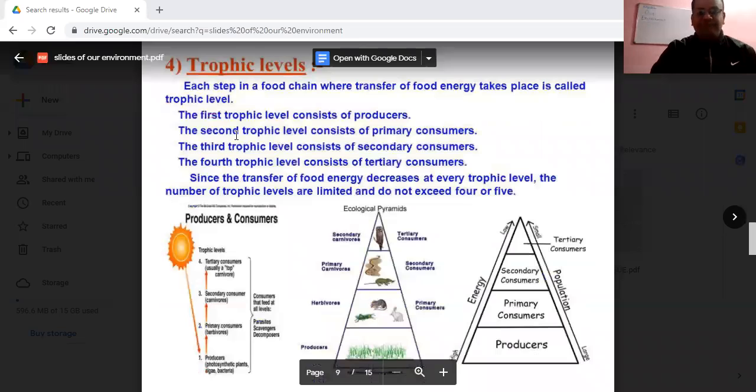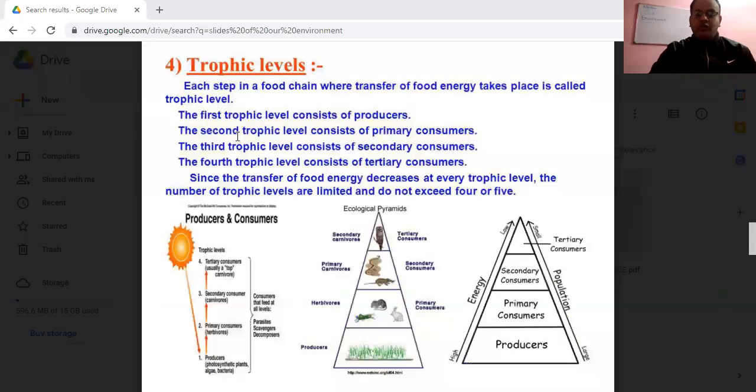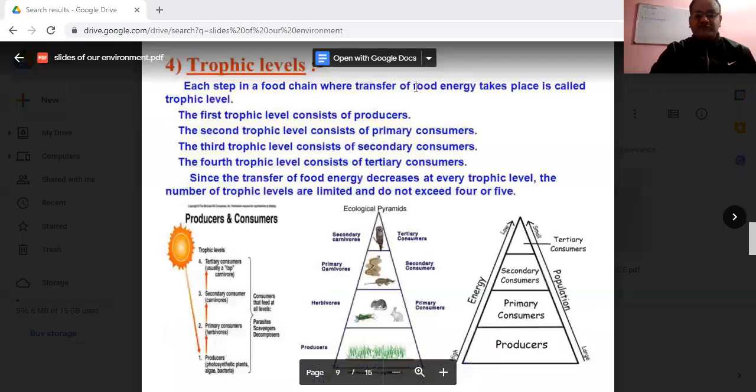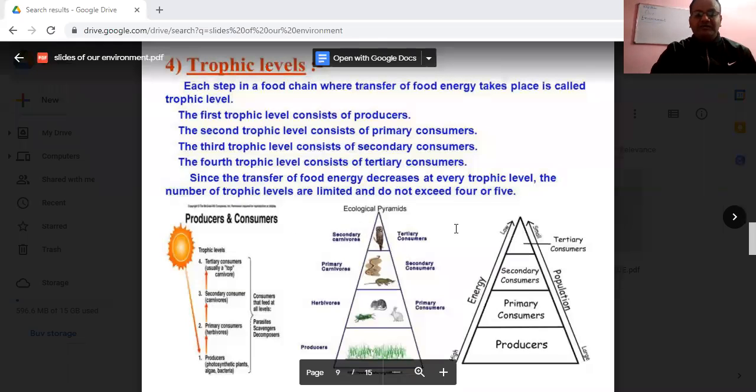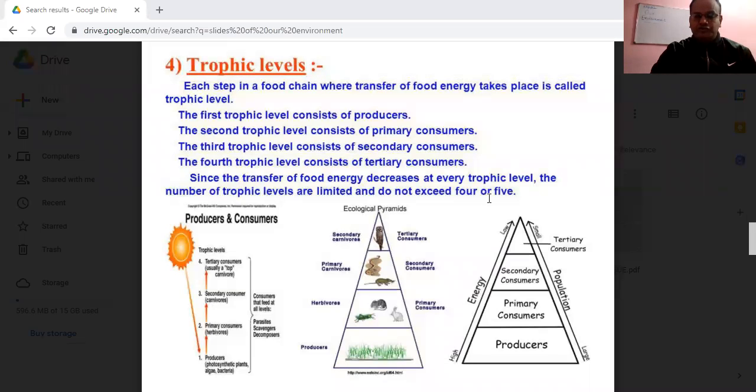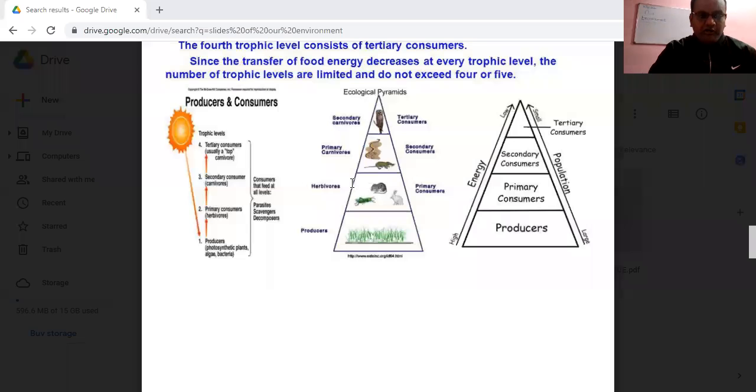Now see, each step in a food chain where transfer of food energy takes place is called a trophic level. The first trophic level consists of producers. The second trophic level consists of primary consumers. The third trophic level consists of secondary consumers. And the fourth trophic level consists of tertiary consumers. Since transfer of the food energy decreases at every trophic level, the number of trophic levels is limited and does not exceed 4 to 5.